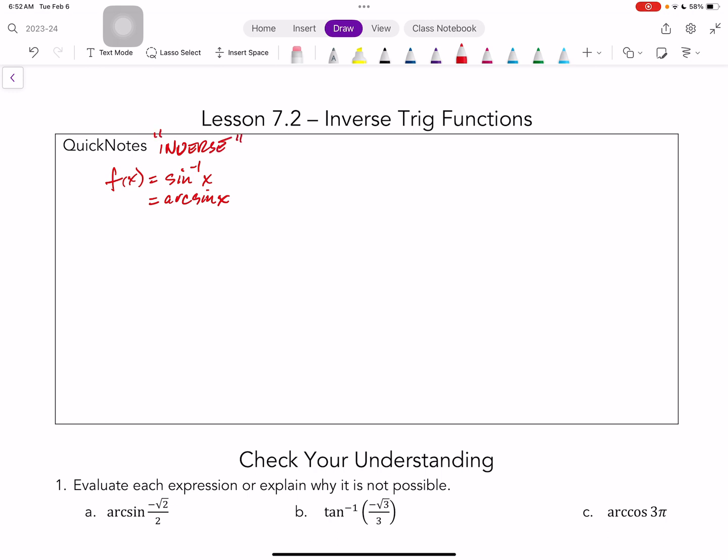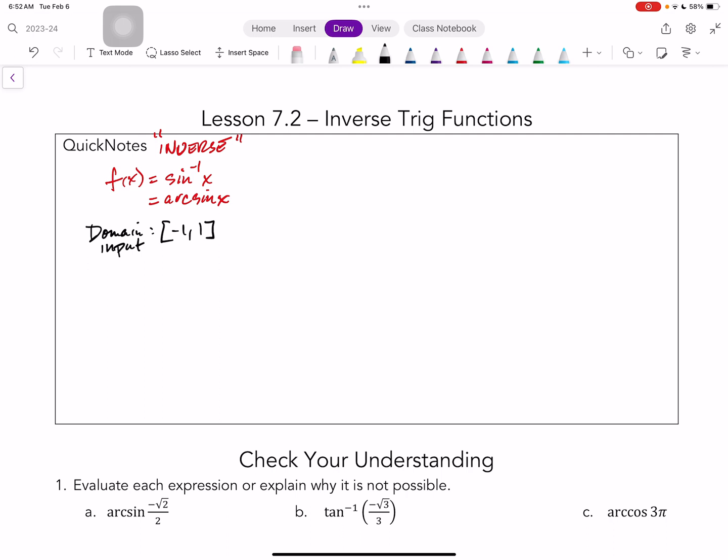Okay. The domain on that is you can only take a number from negative 1 to 1. So the domain of this function is from negative 1 to 1. You can only take the inverse sine of some number between negative 1 and 1. That's your input.